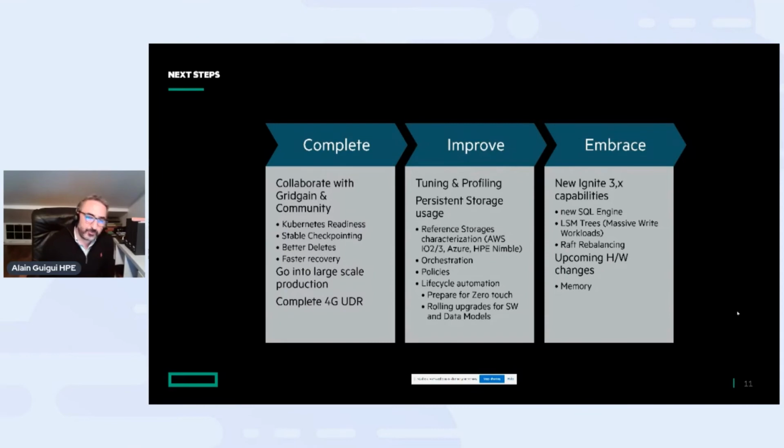And we are very happy to work with GridGain to help, because what we think is that the more we share, the more it's going to benefit the community, and at some point in time we would be glad to contribute to the community more directly, right? And then we will go into large scale production very soon, because normally the first go live should be in January. So improved tuning and profiling, especially across the persistent storage usage.